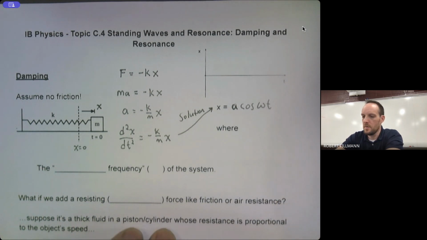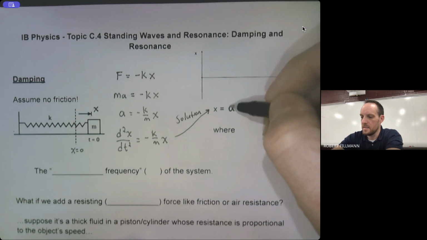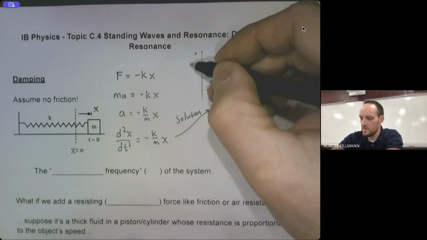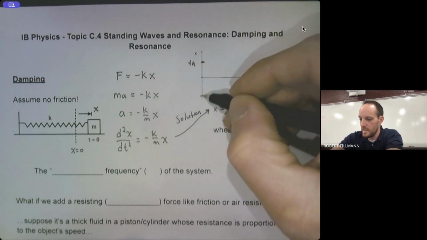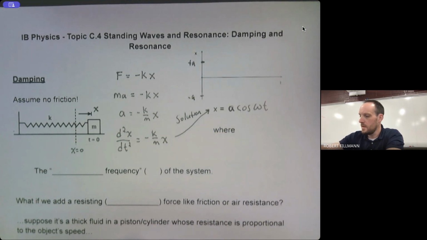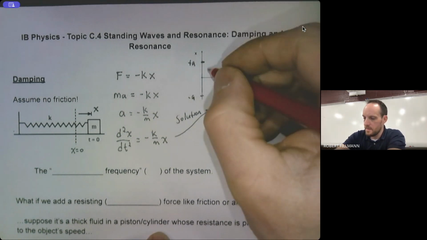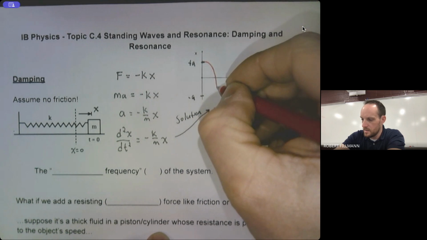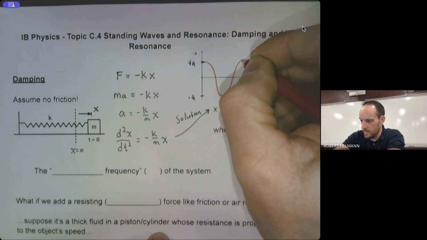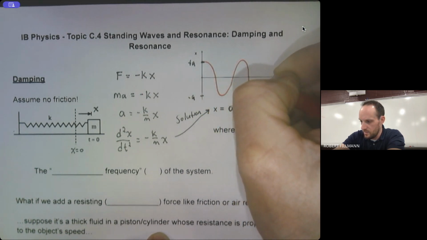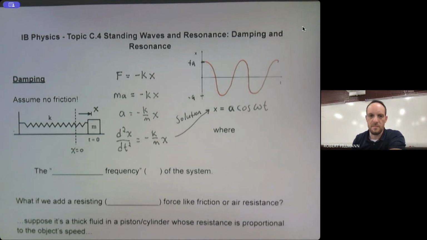If we were to make a plot of that right here, A is going to be the amplitude of the function. So we'll have positive amplitude and negative amplitude. As we let this thing oscillate, there's no friction, so it's going to look something like this. It's going to oscillate between positive and negative amplitude over and over again. And this is going to continue forever. It'll be this cosine function.